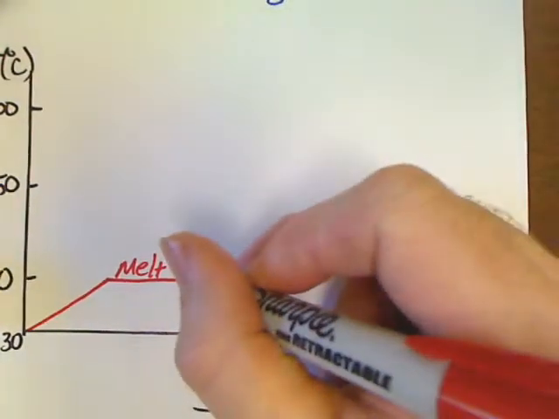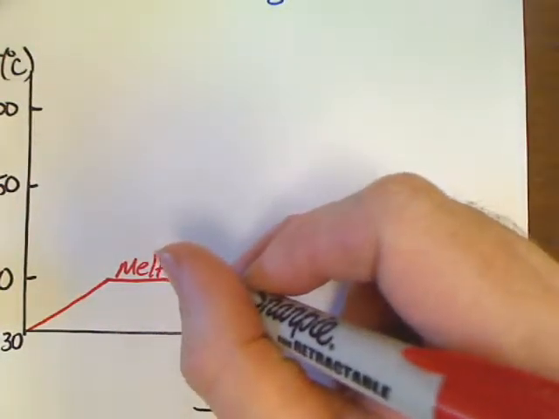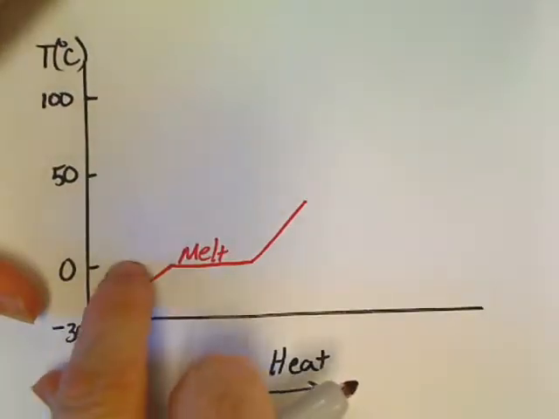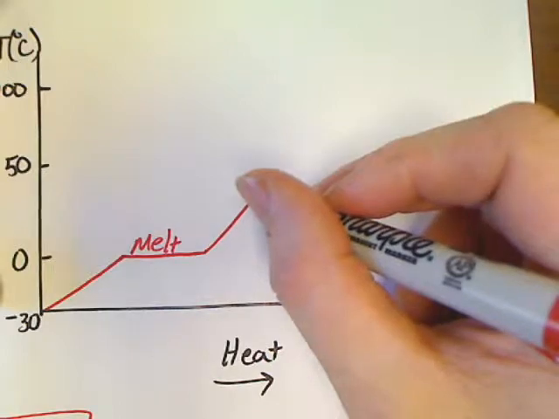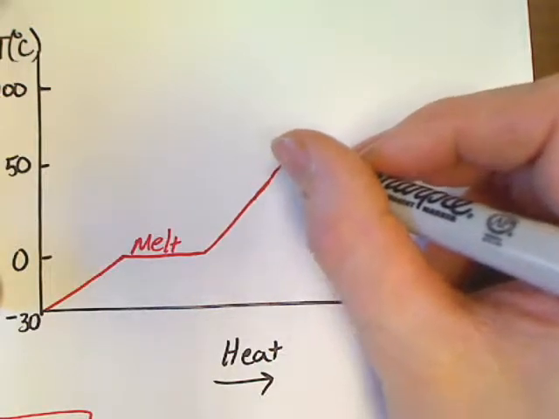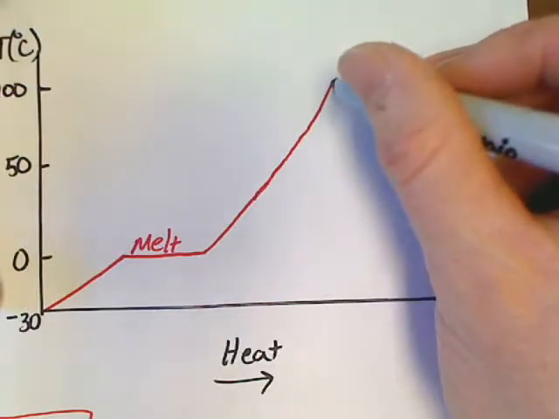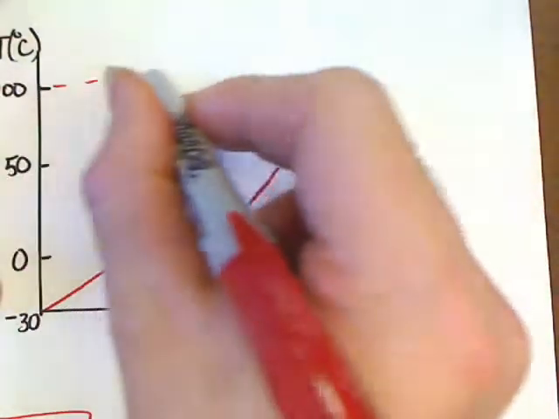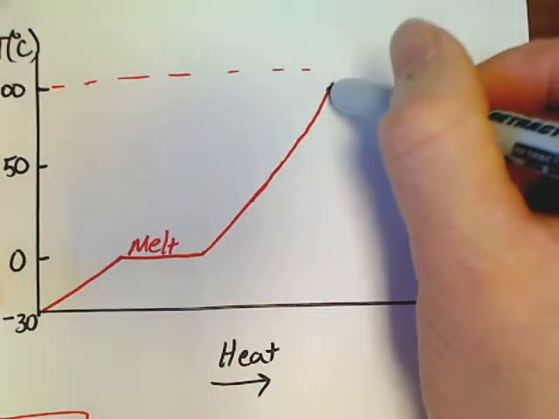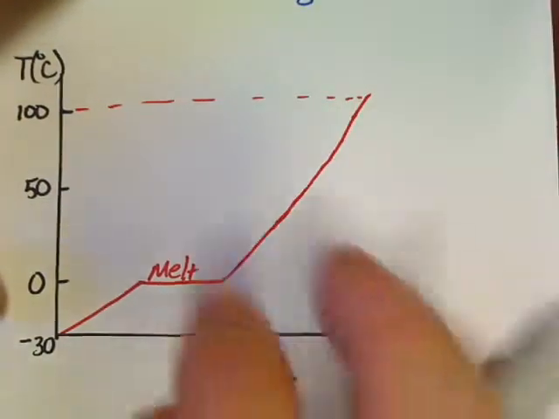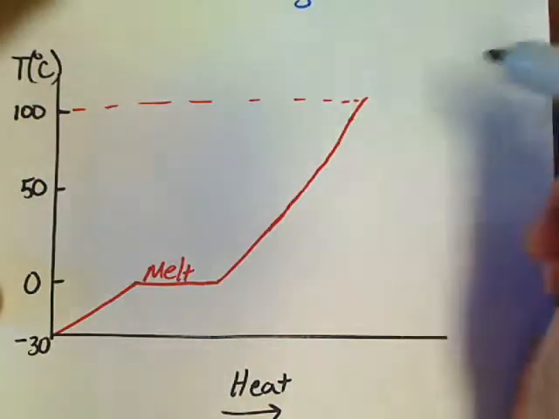Now, once all the ice is melted, look at what you begin to do again. You start to change your temperature. You go from 0, and if you keep heating up that water that was ice, what temperature is it eventually going to get up to? Well, eventually, it's going to get to 100. And what's going to happen to the water once you get it up to 100?